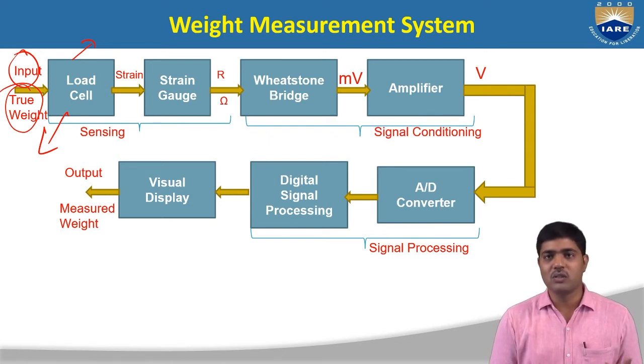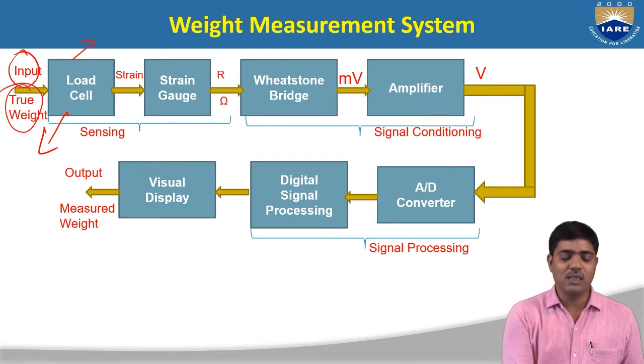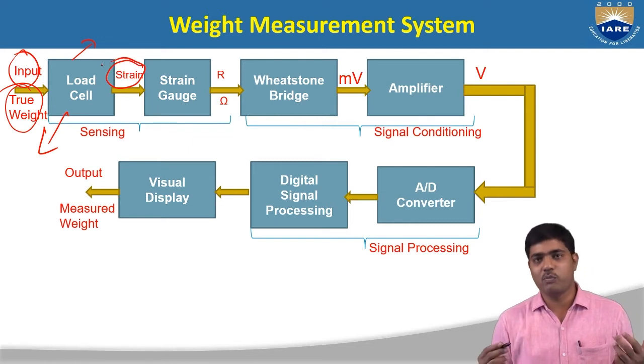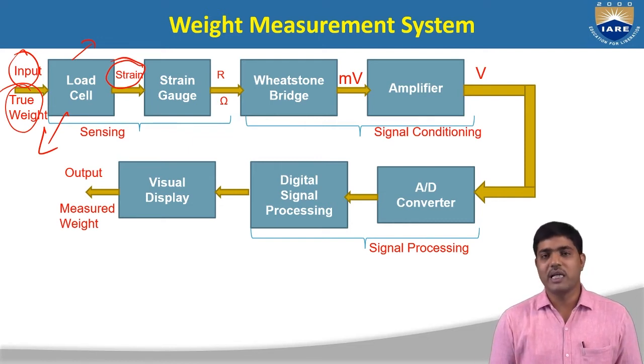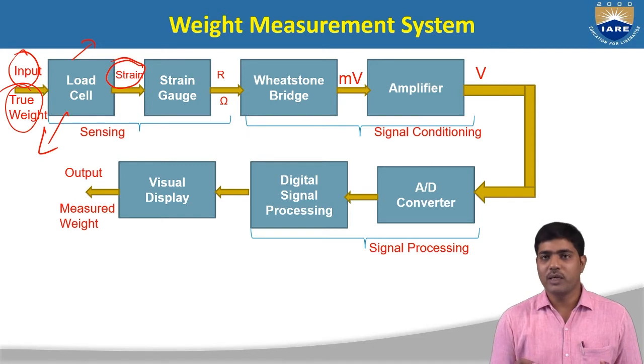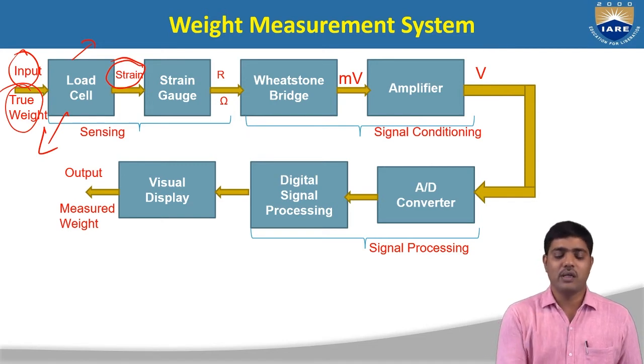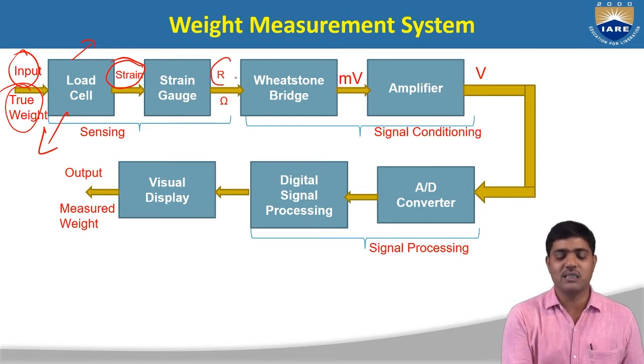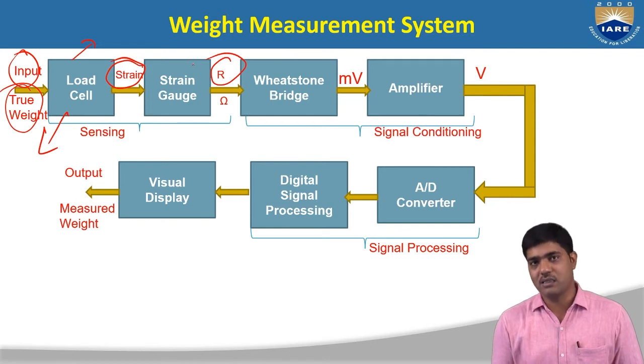What will this load cell do? It will convert the true weight into strain. Whenever you put weight on the load cell, it is going to experience some strain. So primarily you are measuring the weight in terms of the strain. Now, by using the secondary instrument, you are converting this strain into resistance, or change in resistance, with the help of a strain gauge.